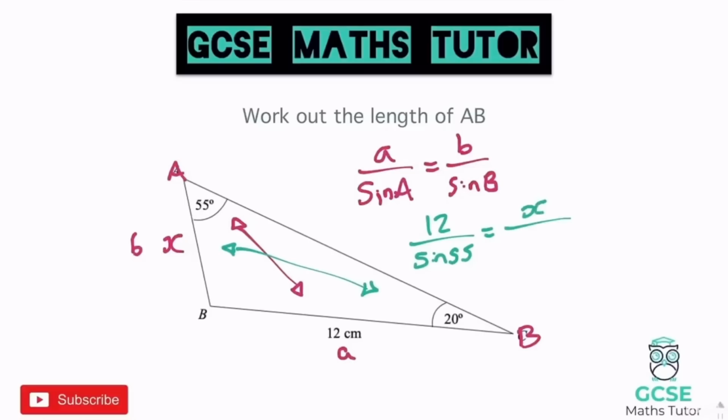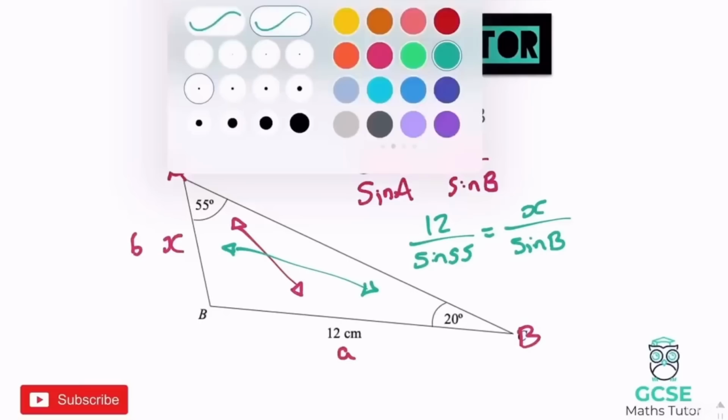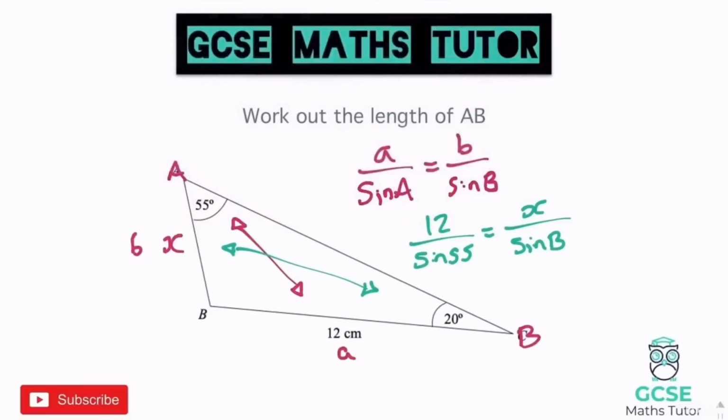x, over sine b. Obviously you should already know there's two variations of this formula. We could have it flipped over, so we could have sine A over A equals sine B over B, but this is our one for side lengths, and we know that because our unknown piece is on the top, so we're able to isolate this now quite easily. So, sorry, I've written B there, it should be 20. There we go, sorry, there we are, 20.